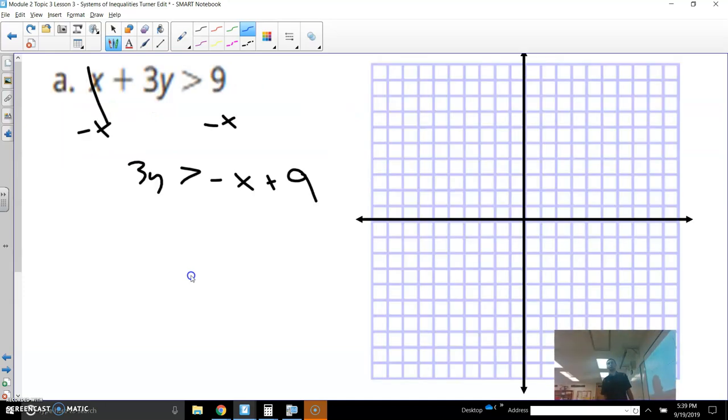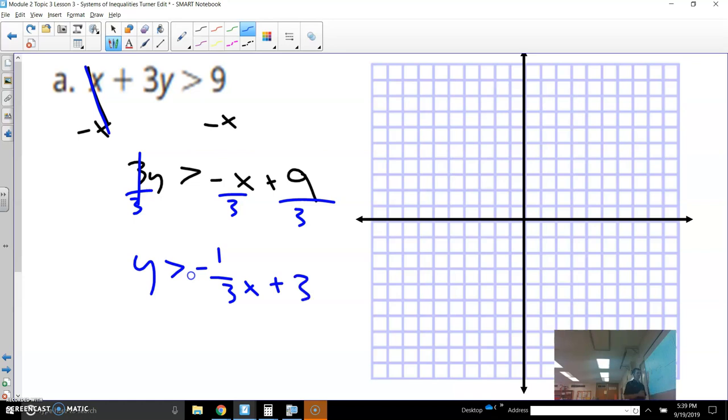The first step is so often the same. We need to move x to the other side. Much of the time, x is going to be a positive coefficient because standard form is not standard form if it's not positive. So we're going to subtract x to the other side. And now I'm going to divide everything by 3. So y is greater than negative 1/3 x plus 3. There's like a 1 right here, so I just made that negative 1/3 as a coefficient.